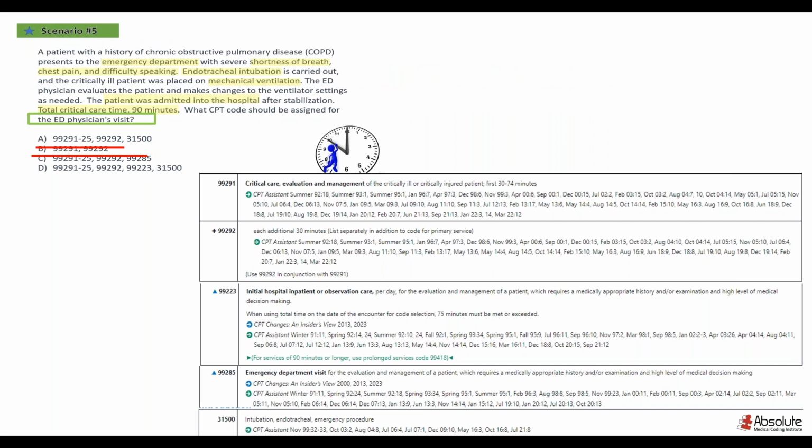And option D is coding for a critical care service, 99291 and 99292, along with an inpatient hospital admission observation code, which is 99223. But we are coding for ED physician services. We are not coding for inpatient hospital services here. So it's very important to read the last portion of your question. That will give us a clear idea of what we are coding for.